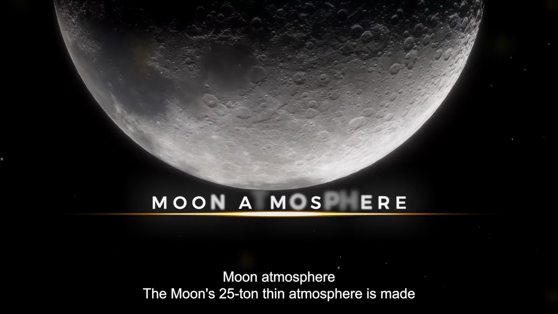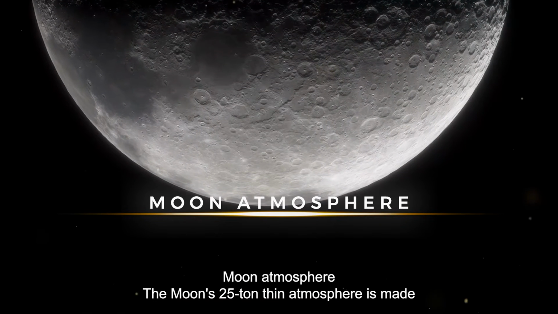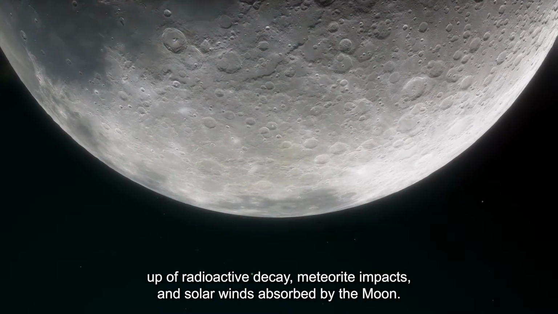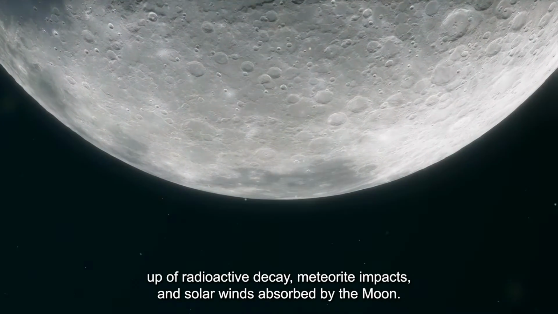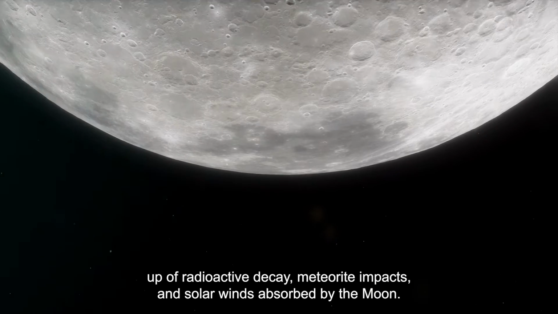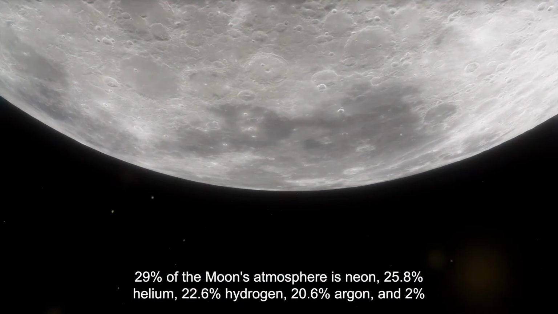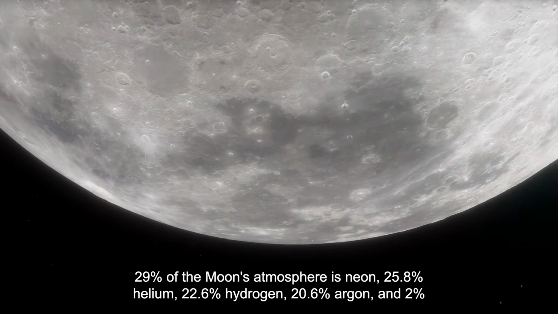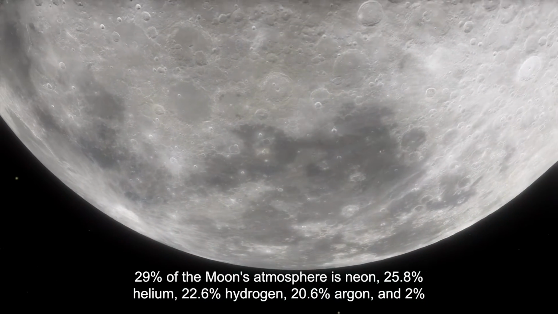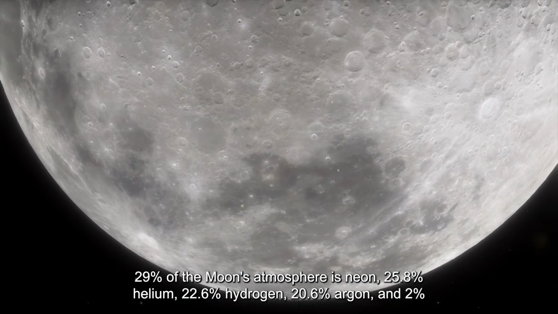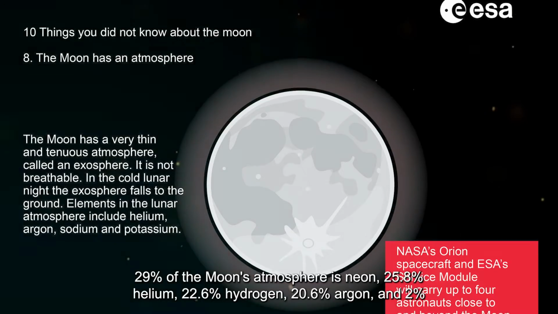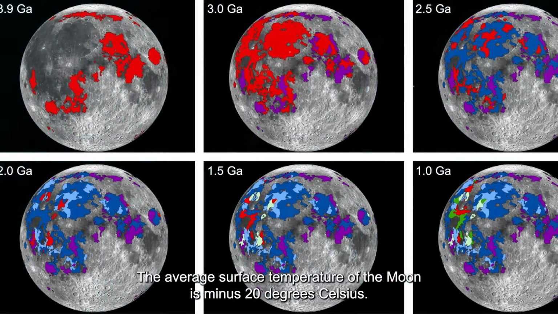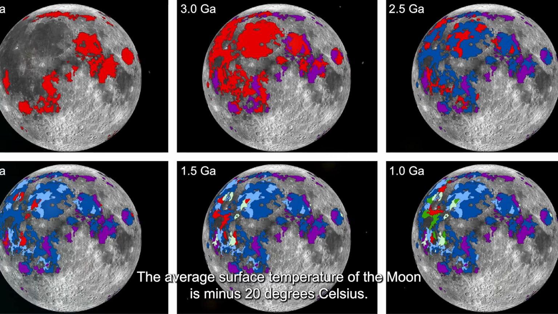Moon atmosphere. The Moon's 25-ton thin atmosphere is made up of radioactive decay, meteorite impacts, and solar winds absorbed by the Moon. 29% of the Moon's atmosphere is neon, 25.8% helium, 22.6% hydrogen, 20.6% argon, and 2% other gases. The average surface temperature of the Moon is -20 degrees Celsius.